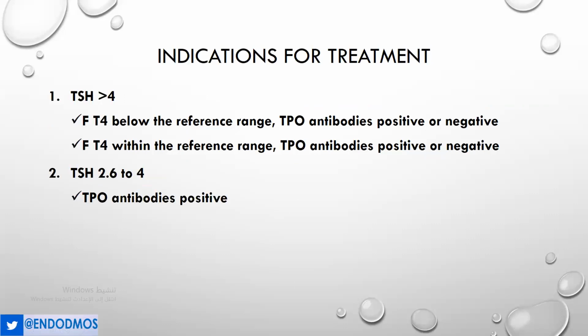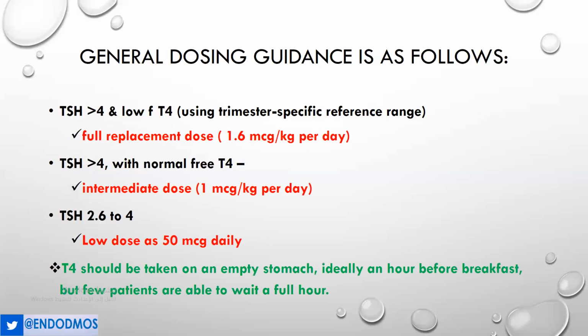If TSH is more than 4 and free T4 is below the reference range, TPO positive or negative, treat. If TSH is again more than 4 and free T4 is within the reference range, TPO positive or negative, treat. But don't treat, or you have to go for antibodies, if TSH is between 2.6 and 4. In that case, the best option is to check for positive antibodies. If positive, this is an indication for treatment.